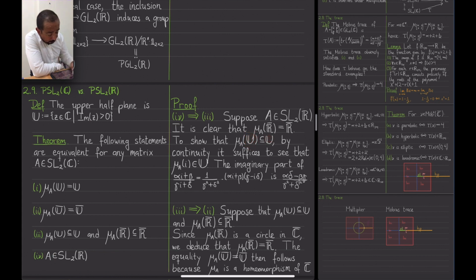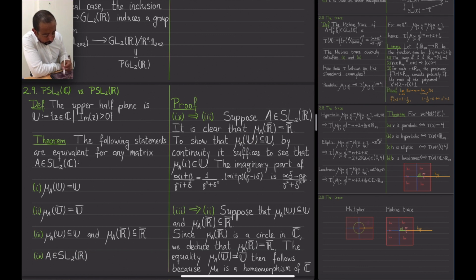Why? Because the complement of R bar in C bar has two connected components, one of which is U. So if one point in U lands there, then the whole connected component lands there. Okay, yeah, this is just by continuity. Okay, now the point. Well, I take a special point, which is the complex number i.